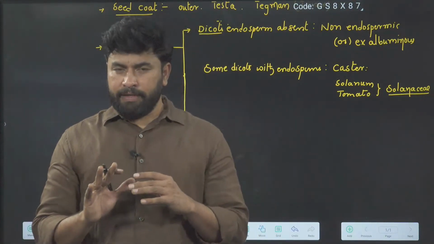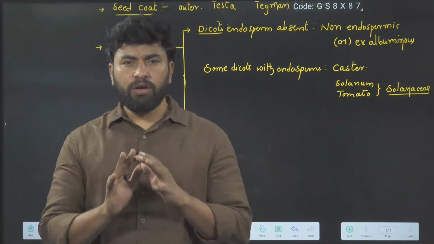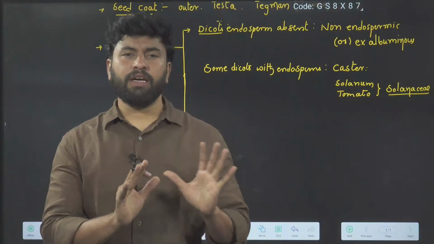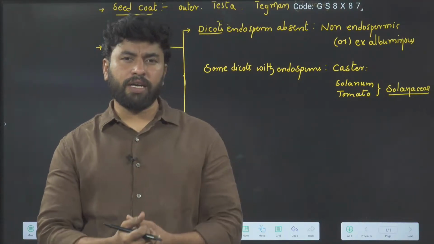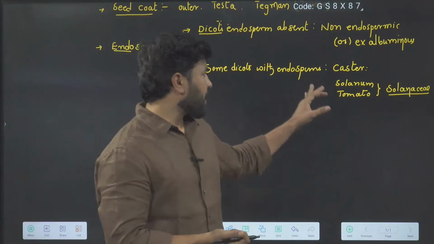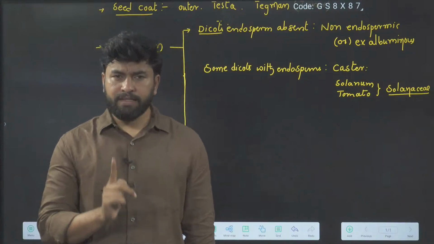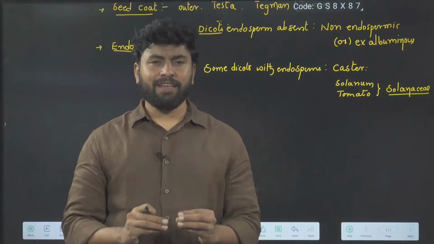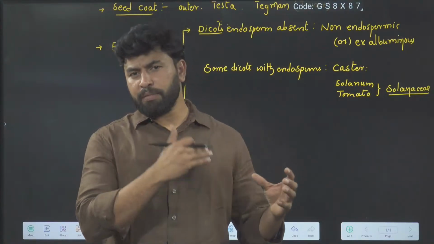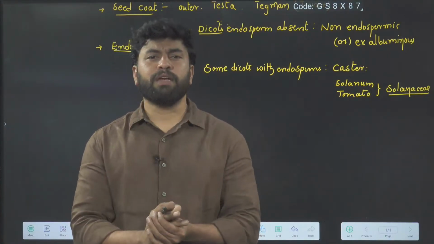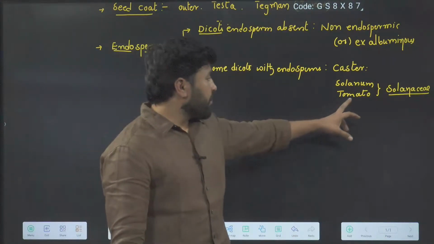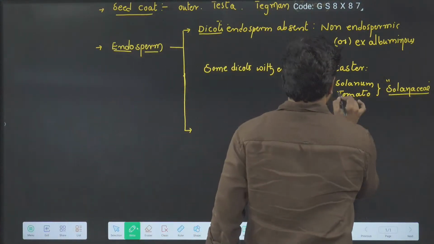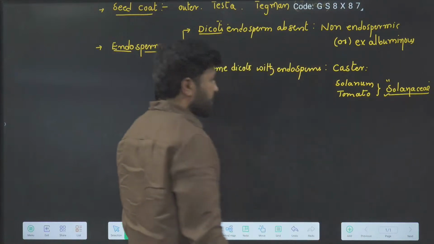Solanaceae family. Generally, dicotyledonous seeds do not have endosperm. But one exception the NCERT book mentions directly in the concept of endosperm is castor. Don't mistake, castor does not belong to Solanaceae. Castor belongs to another family, we will discuss about it later. But anyhow, in the family Solanaceae, endosperm is present.